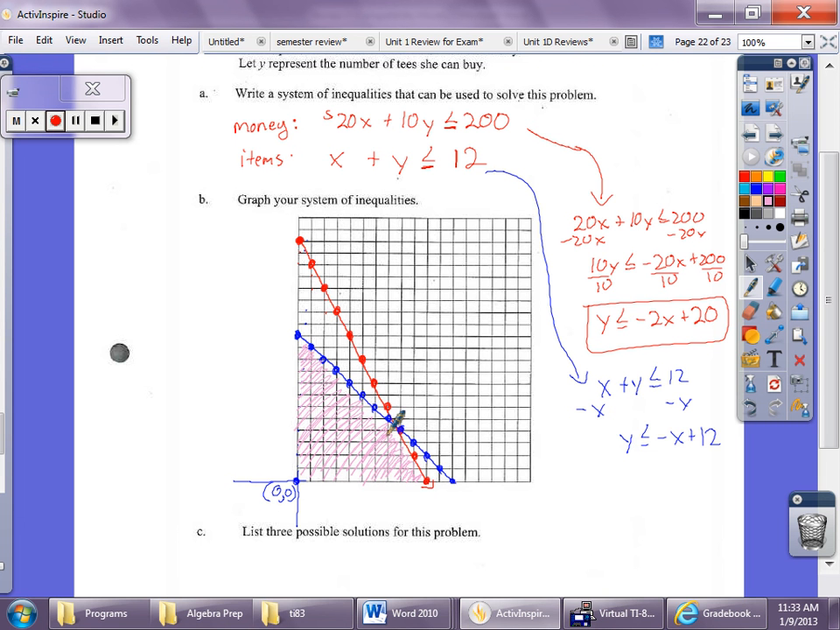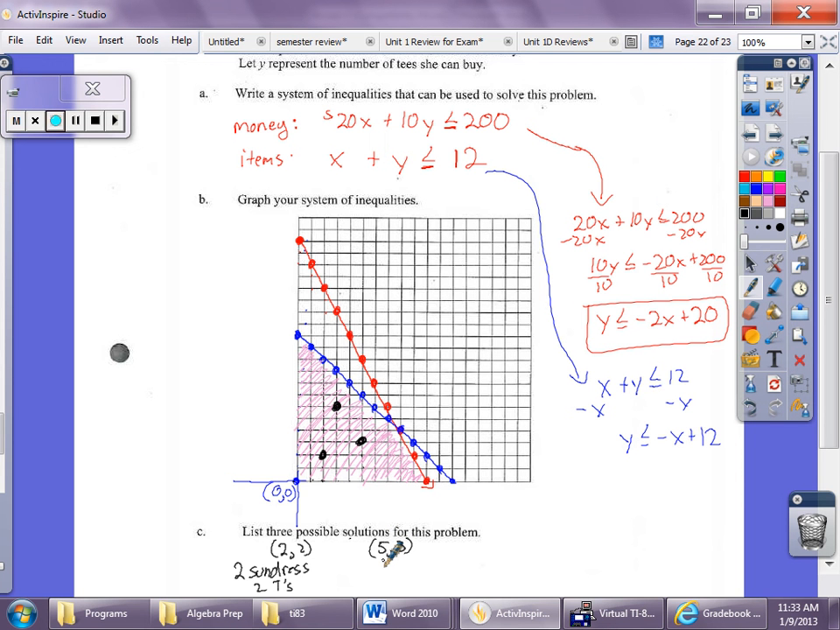And it says list 3 possible solutions. Well, our solutions will be in the double shaded area, so your answers will all vary. So here's one choice. Here's a second choice, and here's a third choice. So this is 2, 2. So 2, 2 is 2 sundresses and 2 tees. This is 1, 2, 3, 4, 5. 1, 2, 3. So 5, 3.